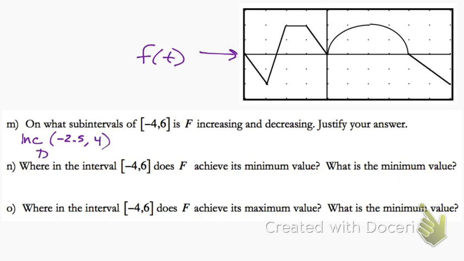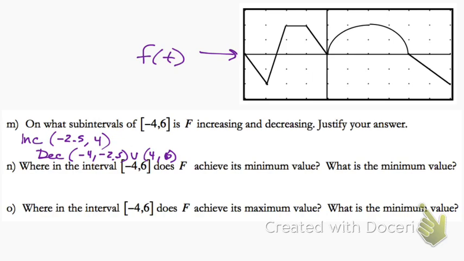And then it's decreasing wherever the derivative is negative. So that would be from -4 to -2.5. And then again, from 4 to 6. And again, I won't write out the reasoning for that, but I want you guys to put it into your notes that we're looking for wherever the derivative is positive, the original function is increasing. Wherever the derivative is negative, the original function is decreasing.